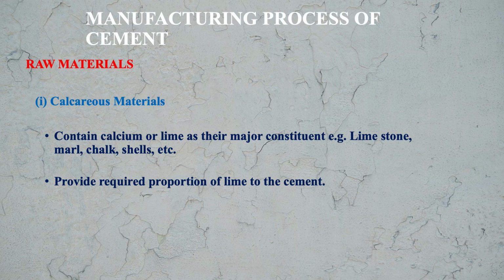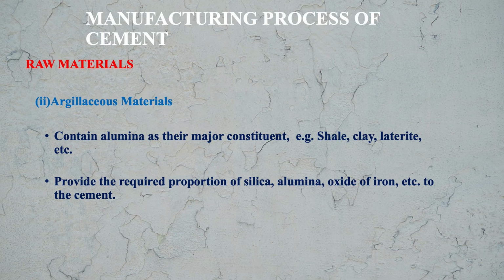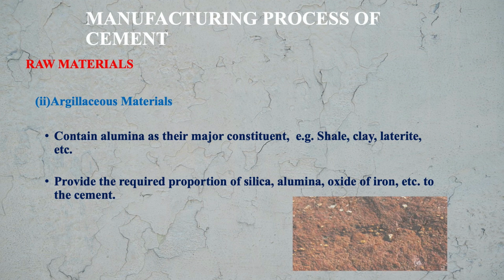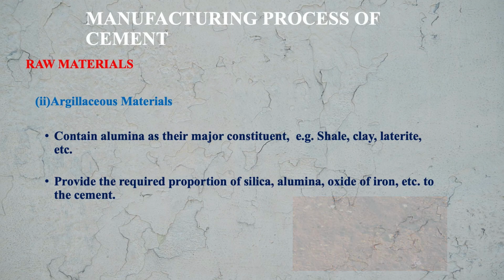Second type of materials are argillaceous materials. These are the materials which contain alumina as their major constituent. For example, shale, clay, laterite, etc. These materials provide the required proportion of silica, aluminium, oxide of iron, etc. to the cement.